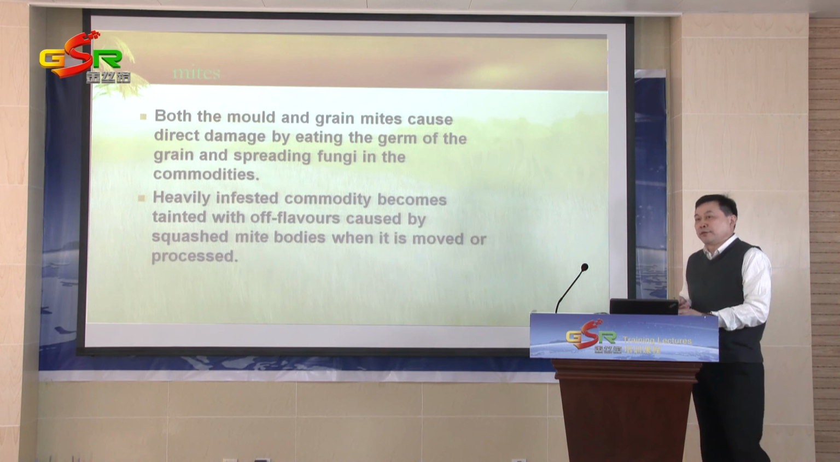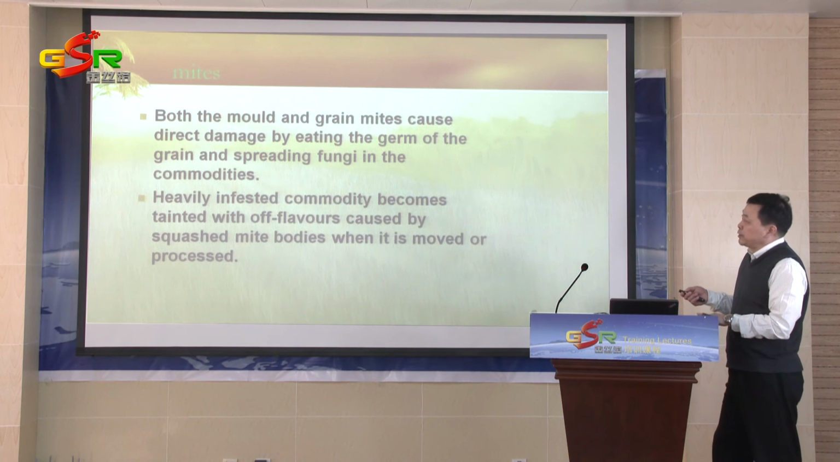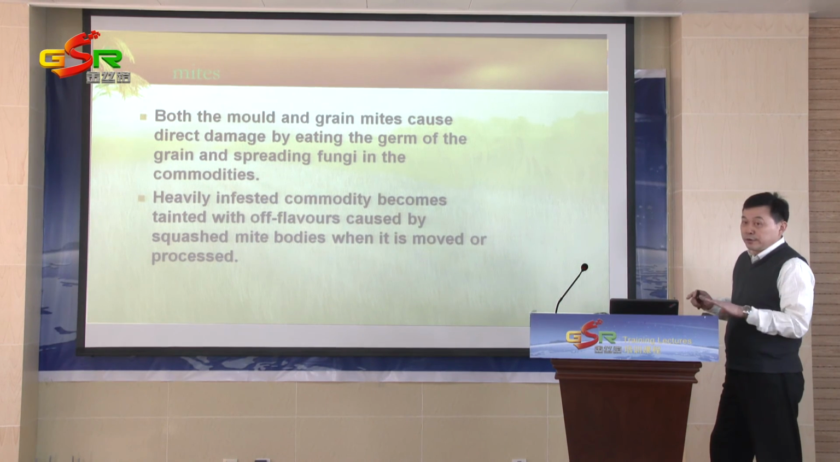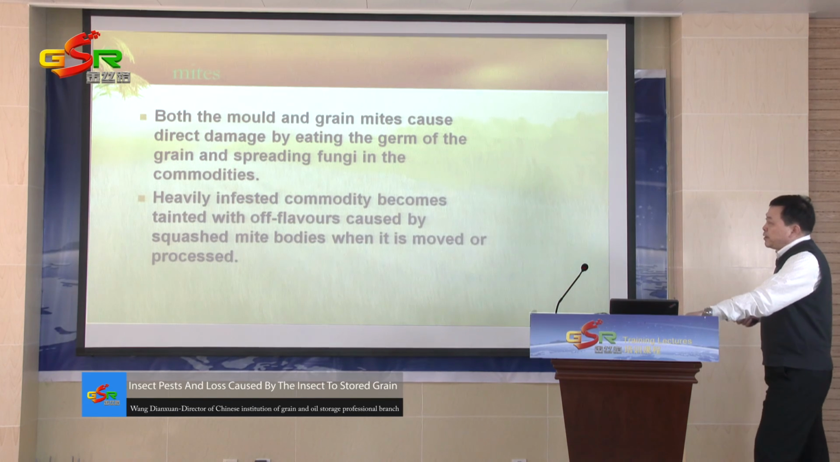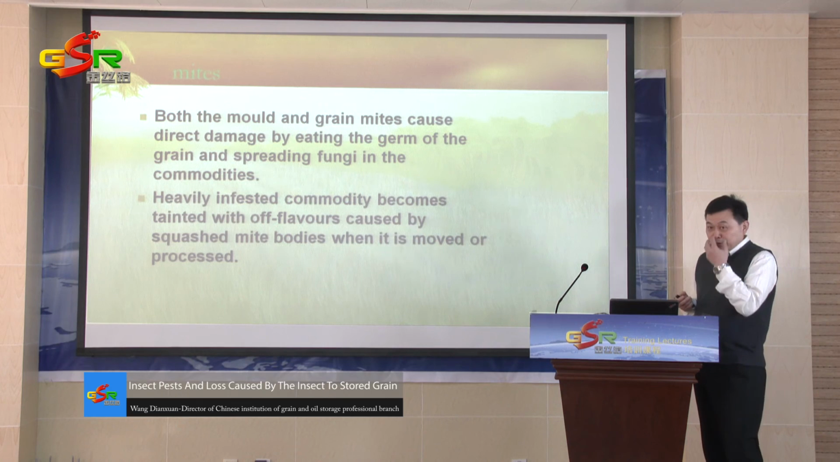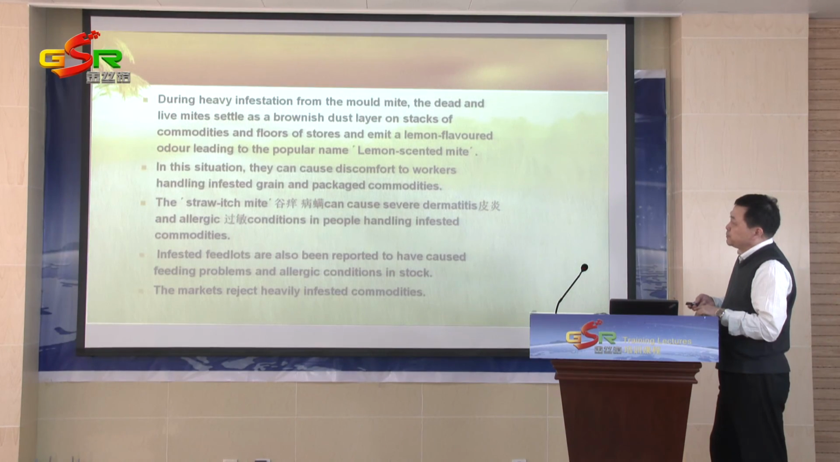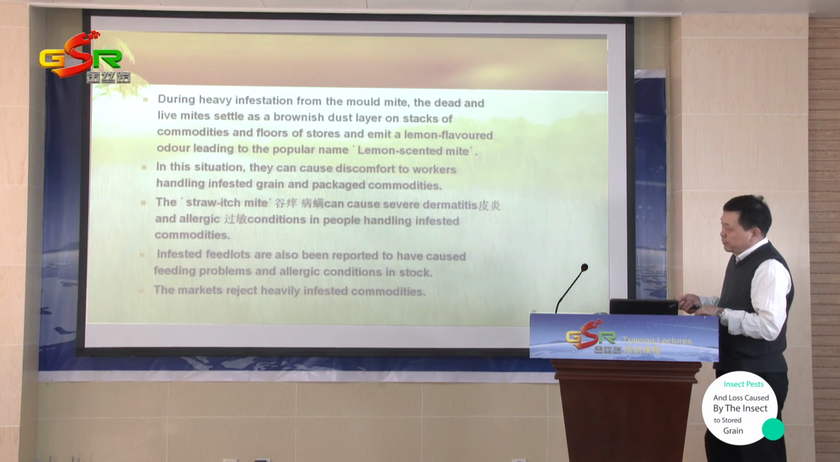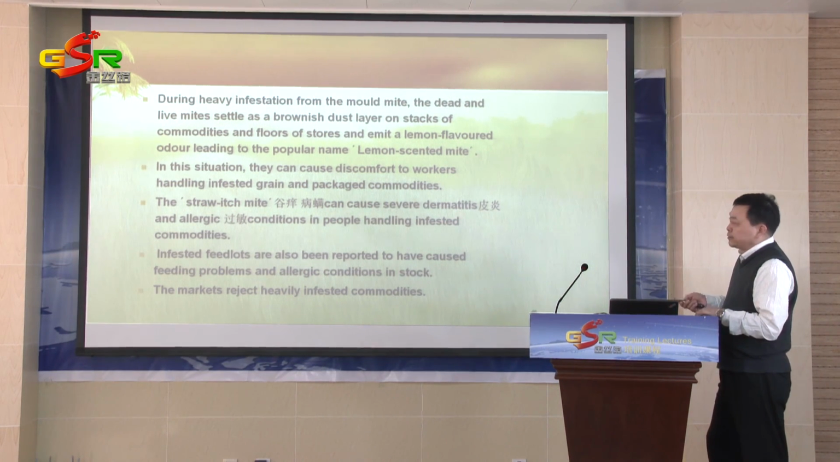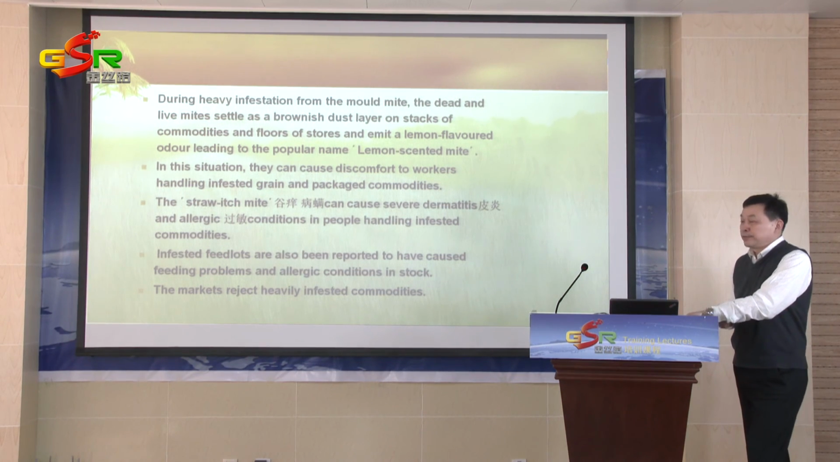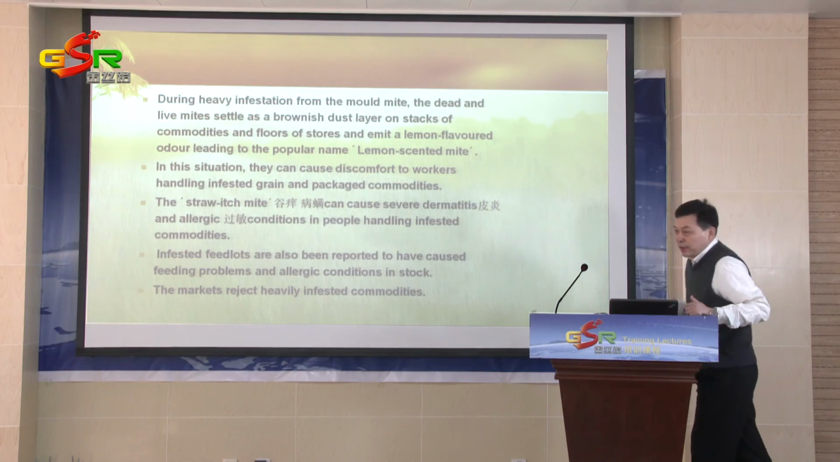If there are too many mites in the stored grain, some of them will eat the germ of the cereals. Some of them will spread fungus in the grain. Heavy infestation in the commodity will produce a high level of smell. The odor becomes worse. Some species of mites can cause serious dermatitis and allergies. It means some grain handlers in the summer get in contact with the grain and find it unsuitable on the skin.